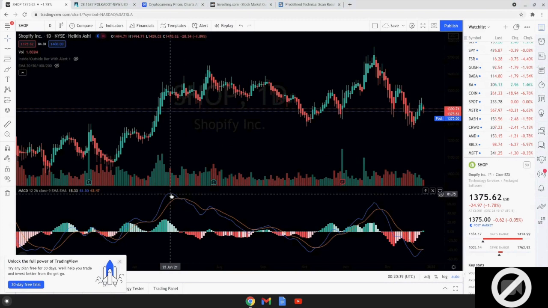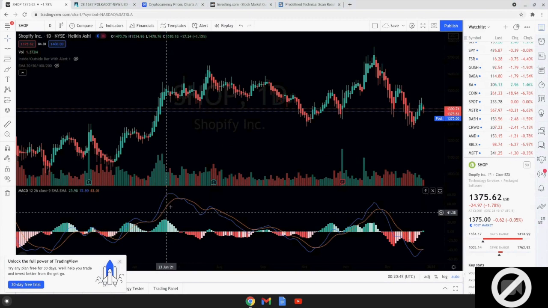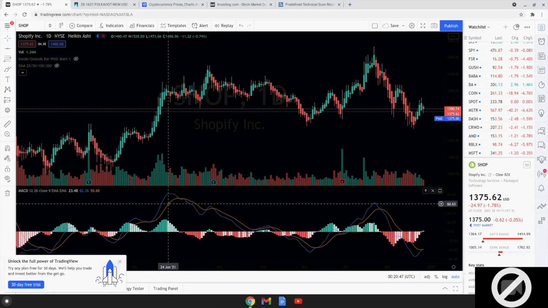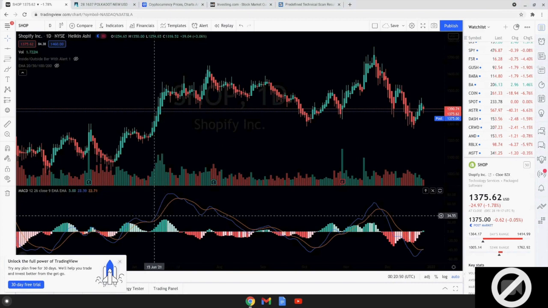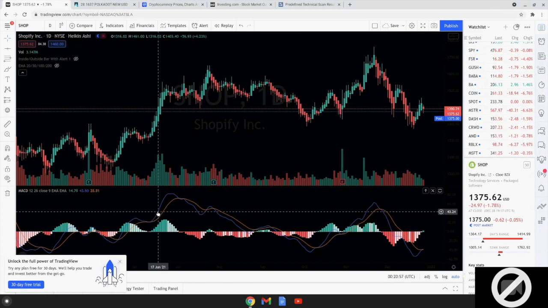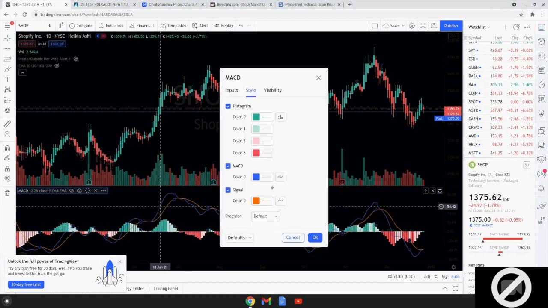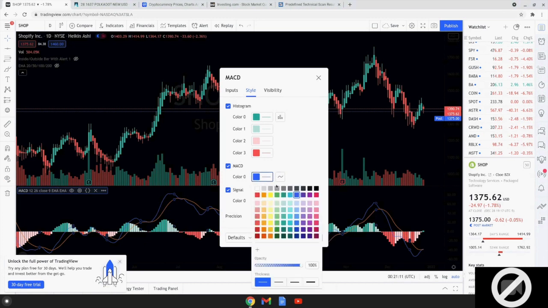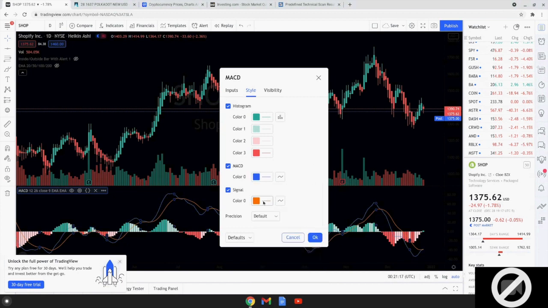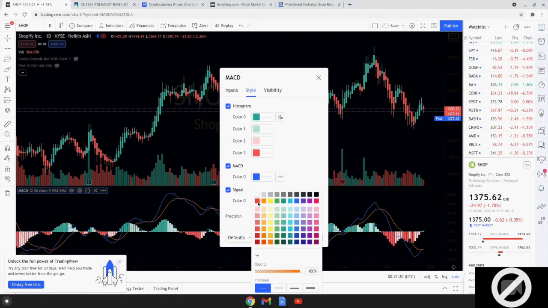I make sure I switch the colors of the MACD. So you see how it's blue and red or orange, right? So blue is when it's bullish, right? So we all know bullish and bearish is red and green. So instead of me leaving it blue, I just double click on it, and I will switch to blue. I'll switch to green, okay? It's just easier for me to see. And then I'll take the orange and I just turn it red.